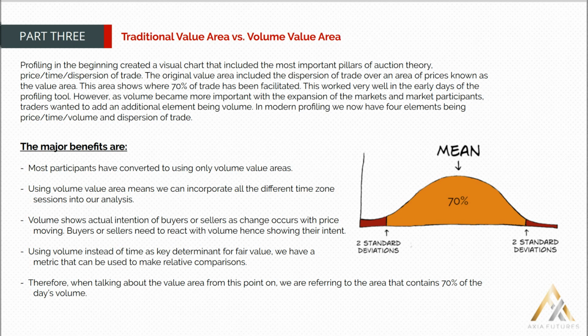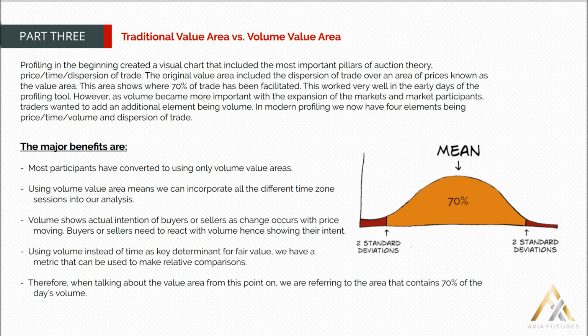The next benefit, volume shows actual intention of buyers and sellers. As change occurs with price moving, buyers or sellers need to react with volume, hence showing their intent. In other words, we can use volume as a key gauge for the intention of buyers or sellers. What do we mean by that? As price is changing, buyers and sellers are going to transact various amounts of volume. At certain reference points, we're going to see higher volume, and at certain reference points, we're going to see lower volume. By having this additional element, we can make better decisions about what buyers and sellers are actually doing.